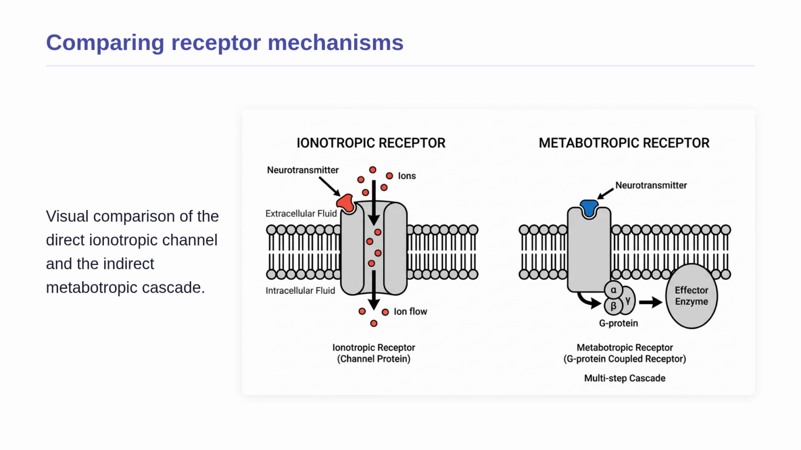On the right, you see the indirect action of the metabotropic receptor. There's no hole for the ions. Instead, the receptor uses a G protein middleman to activate an effector enzyme. This visualizes our doorbell analogy, showing how one signal on the outside creates a massive, amplified cascade of events on the inside.